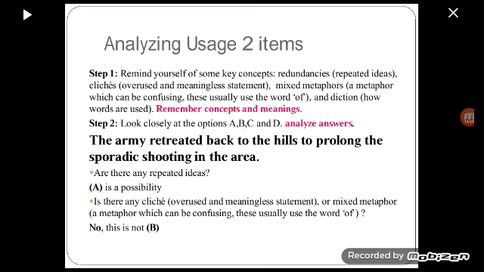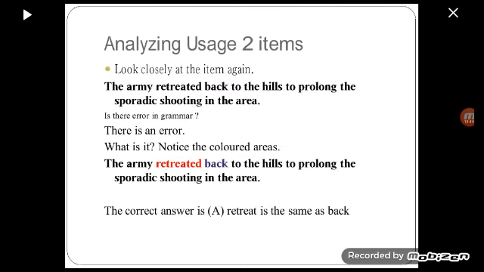I'm sure you have your own ideas. Ask yourself the questions. Are there any repeated ideas? If so, then A is a possibility. Is there any cliche, an overused and meaningless statement, or mixed metaphor, a metaphor which can be confusing and uses the word of? No. So clearly it's not B. Look closely at the item again. The army retreated back to the hills to prolong the sporadic shooting in the area. Is there any error in grammar? There is an error. What is it? Notice the colored areas below. The correct answer is A. Retreated back is the same as back.